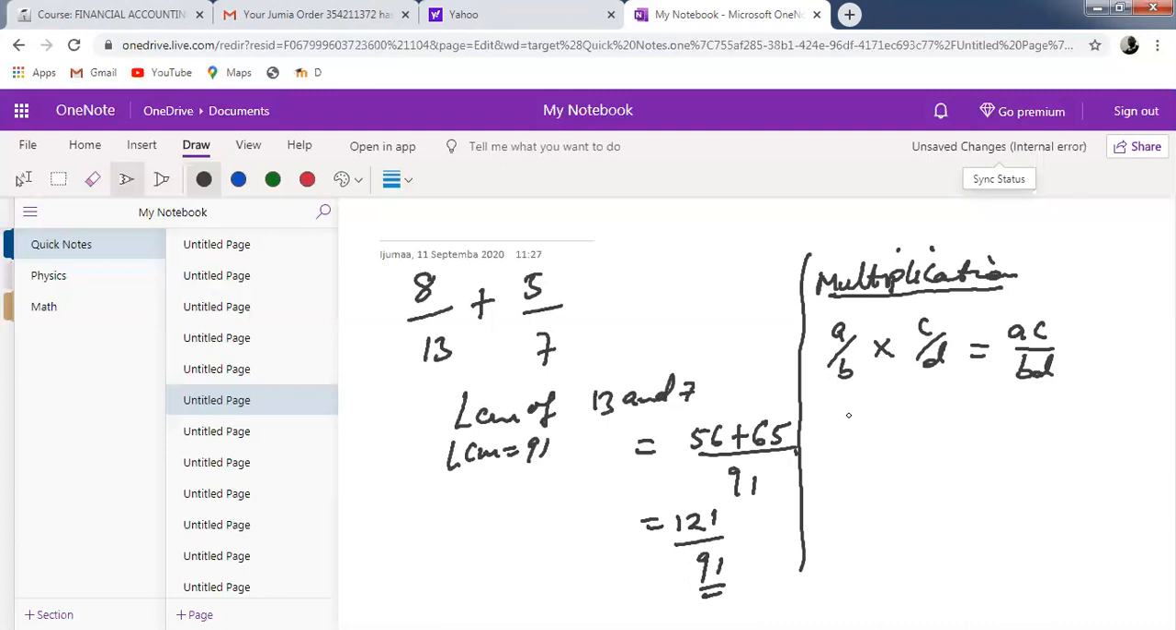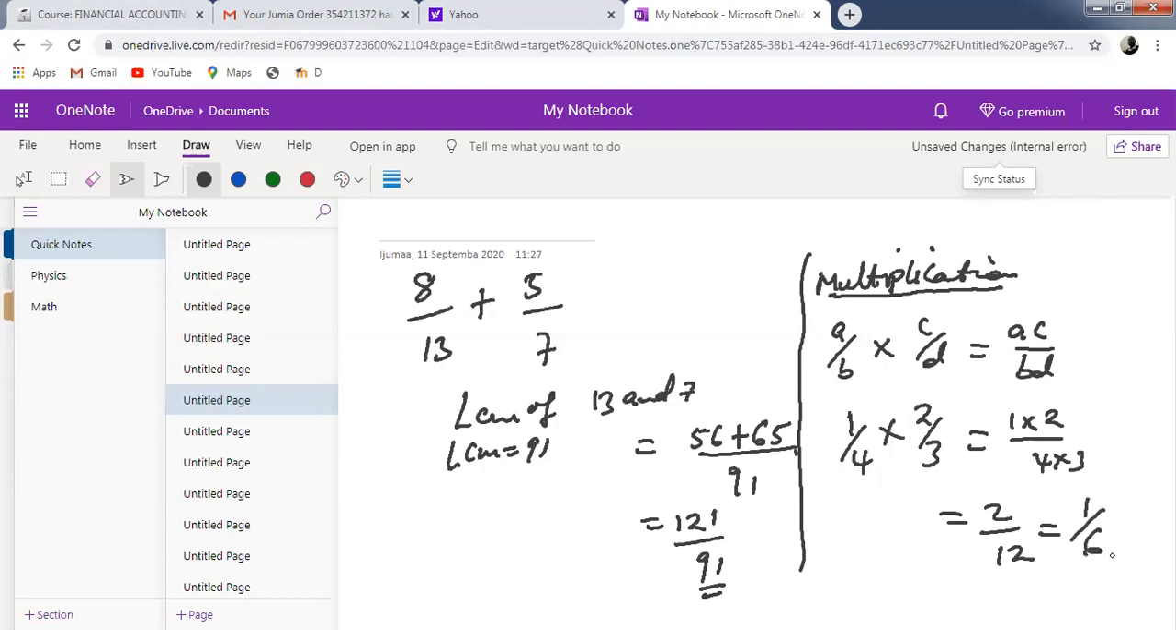So if, for example, you have 1 over 4 times 2 over 3, the answer should be 1 times 2 over 4 times 3. You multiply the numerators to get the numerator of the answer, which would be 2. Then you multiply the denominators to get the denominator of the answer, which would be 12, which can be simplified to 1 over 6. So basically that is how we do it.